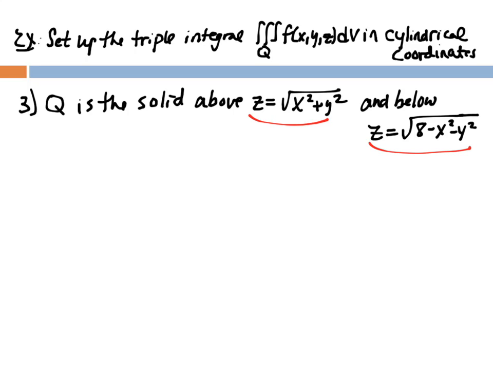So what in the world is z equals the square root of x squared plus y squared going to be in polar coordinates? Yeah, this is just z equal to r. What about the one down here?